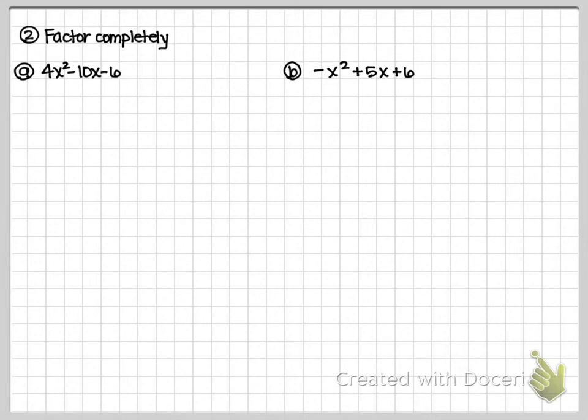So I'm going to look at all of the pieces. I'm going to look at the 4x squared, the 10x, and the 6. Well, those are all even numbers. So I think I'm going to take out a 2. So if I grab my GCF of 2, I'm going to put that out in front and then open a set of parentheses. I'm going to divide all of those by 2. So that would give me a 2x squared, a negative 5x, and then a minus 3.